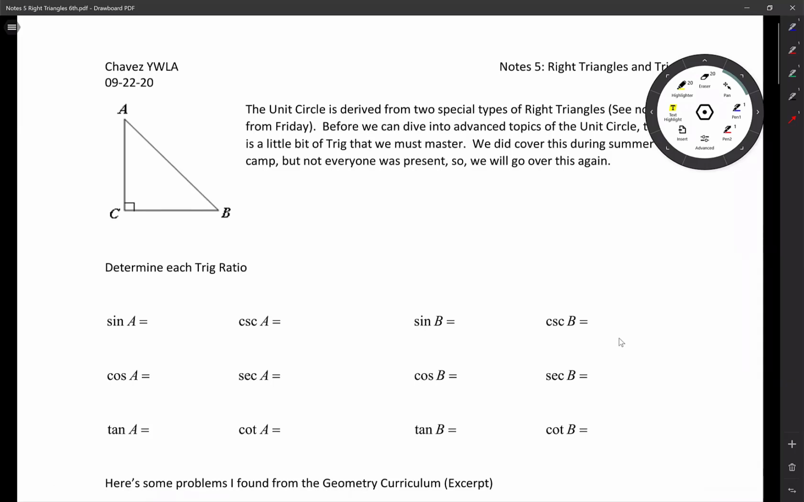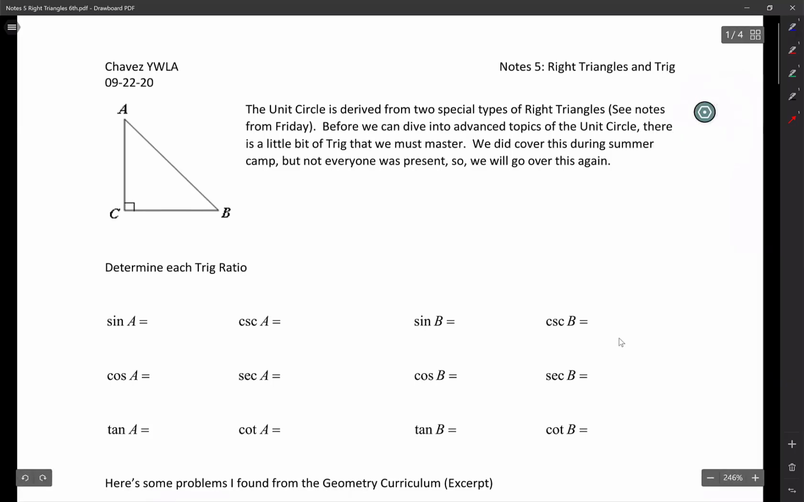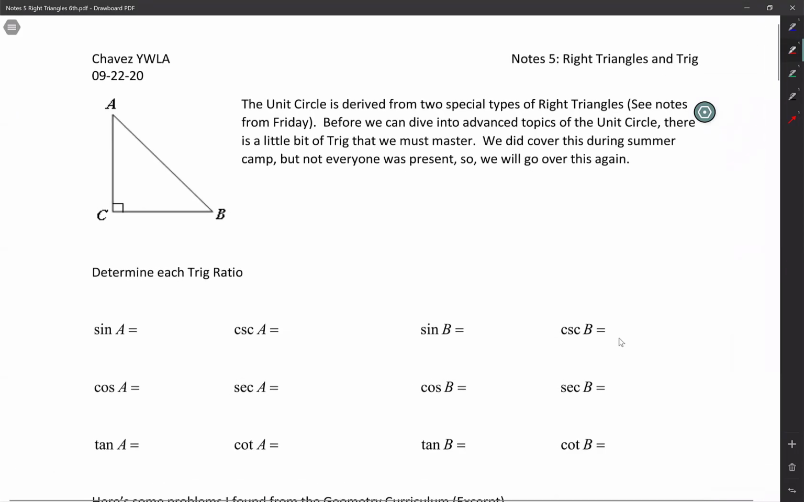Welcome, guys. Today's notes is on right triangles and some basic trig. If this looks familiar, it's because you've already covered it. And during the summer, you did a little bit of trig.